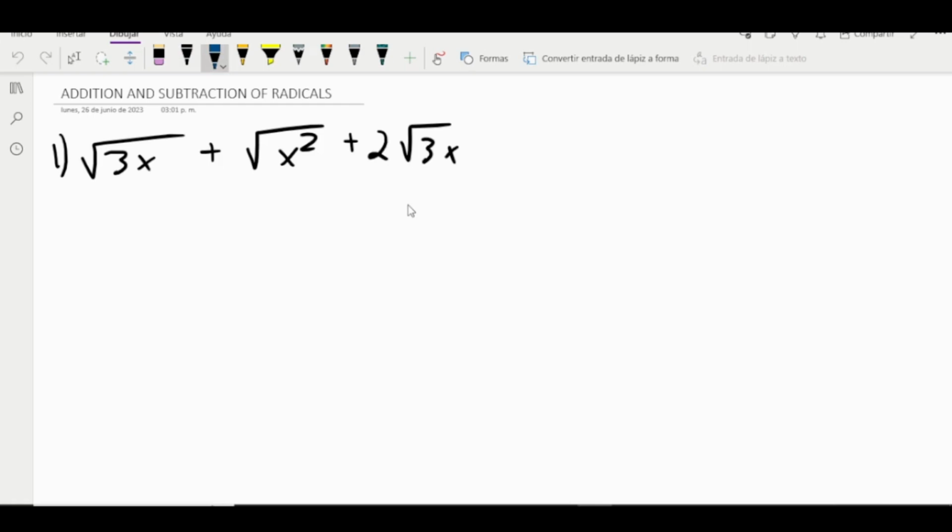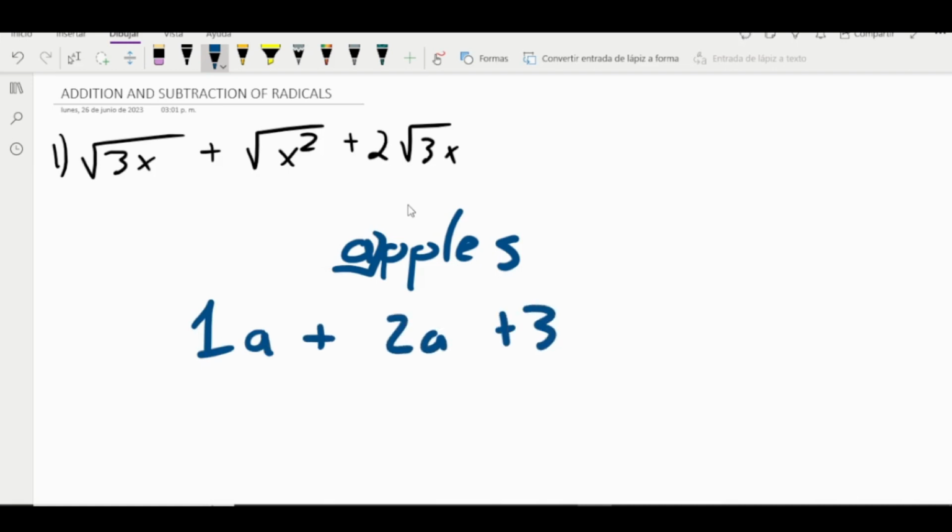The first thing you need to understand is a very basic example. Imagine that you have apples. If you want to add the apples, let's say I have 1 apple plus 2 apples plus 3 apples. If I make the addition, 1 plus 2 plus 3 is 6 apples. The only thing I need to do is check that everything is an apple. It sounds simple, but it's the idea.